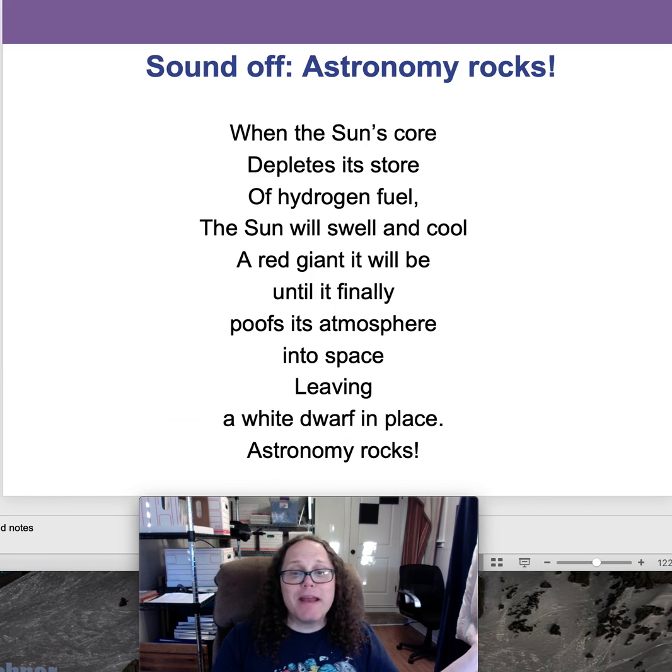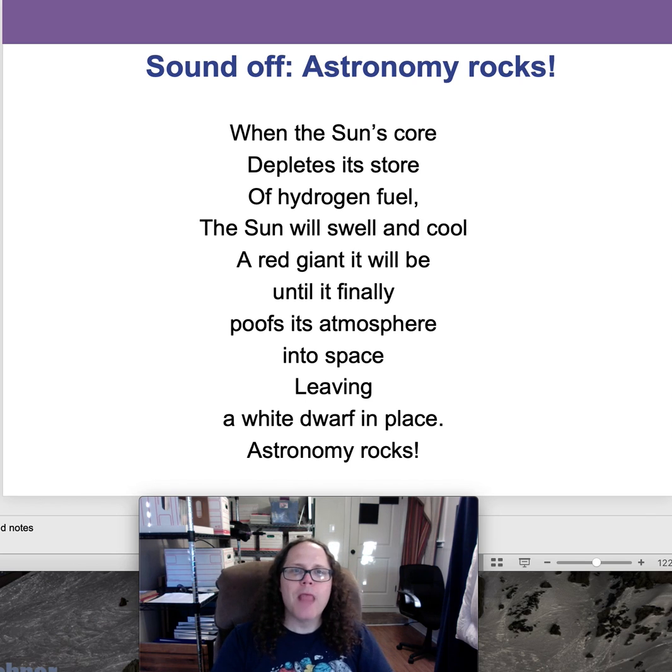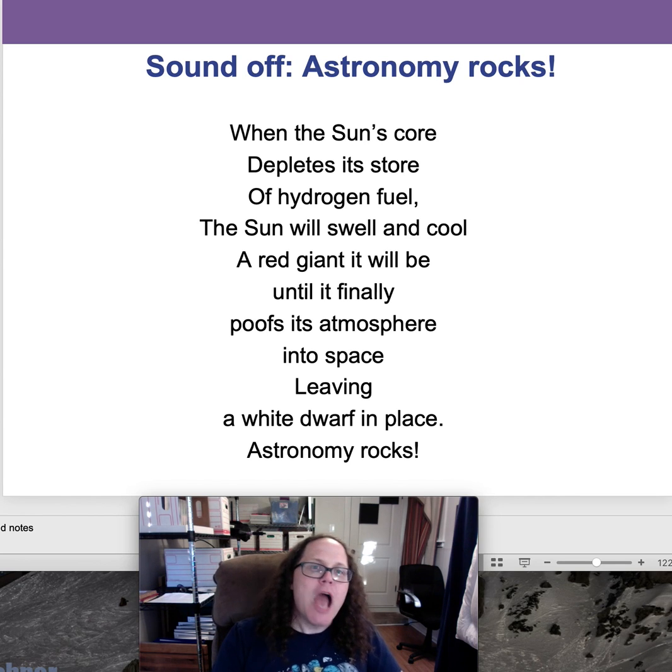All right, we made it through the exploding star, so once again, let's do some poetry. When the sun's core depletes its store of hydrogen fuel, the sun will swell and cool. A red giant it will be until it finally poofs its atmosphere out into space, leaving a white dwarf in place. When I say astronomy, you say rocks.